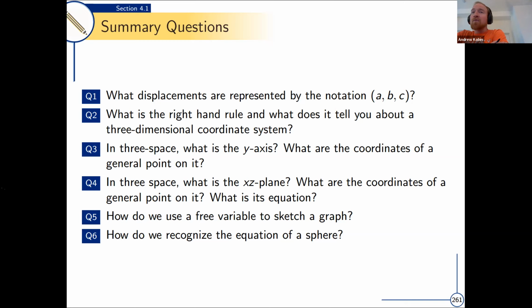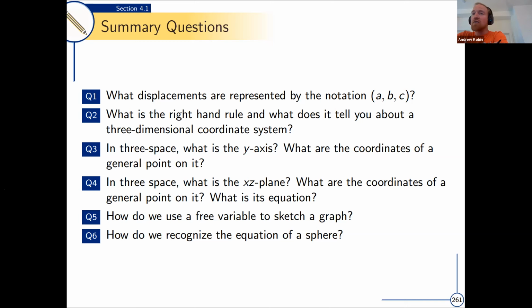Next, what's the right-hand rule, and what does it tell you about your 3-dimensional coordinate system? What does it mean to have a right-hand rule or have a preferred way of drawing the axes? In 3-dimensional space, what is the y-axis? Can you describe it using a picture? And can you describe it using an equation? Can you write down an algebraic equation, like we've done for planes and other surfaces before, that would describe just the y-axis alone?